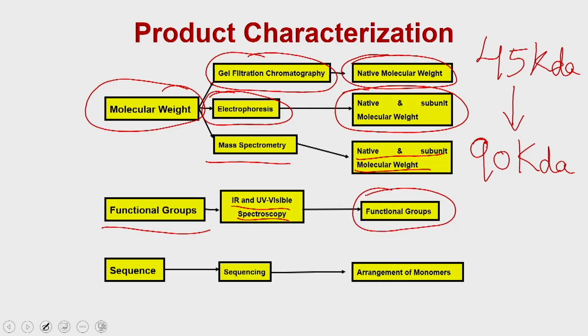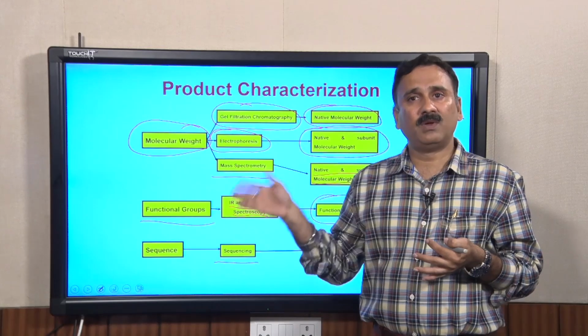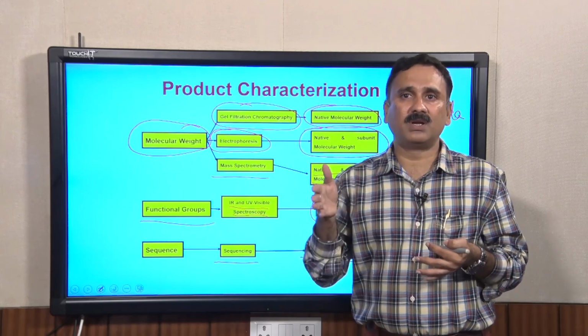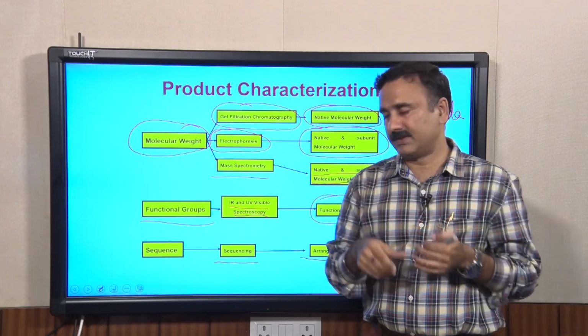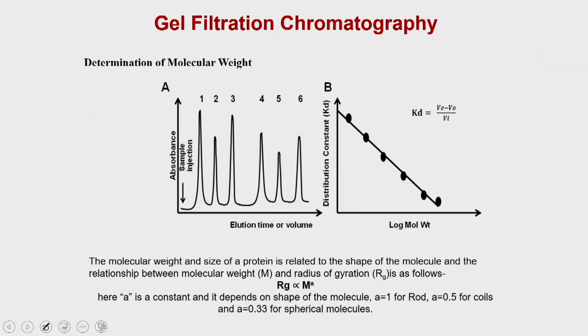And then we also discussed the sequencing techniques. That will tell you the arrangement of monomers, which is very relevant for biological molecules such as protein or DNA, because protein and DNA are polymers of amino acids or nucleotides, and the sequence of amino acids or nucleotides is very, very important for the functional outcomes of that particular protein or DNA.